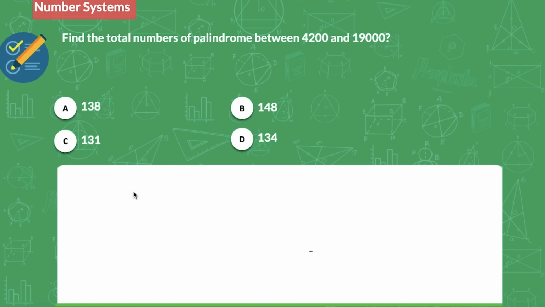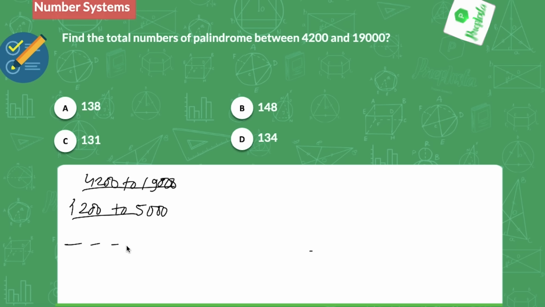I hope you were able to solve this question, at least some of you. Let me start explaining this to you now. From 4200 to 19,000, we have to find the total number of palindromes possible. Let me first start with the numbers between 4200 and 5,000. So these are 4-digit numbers.